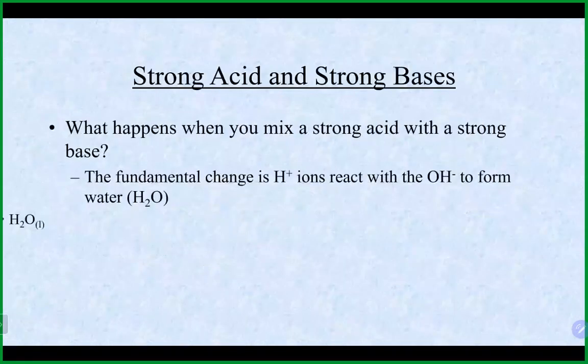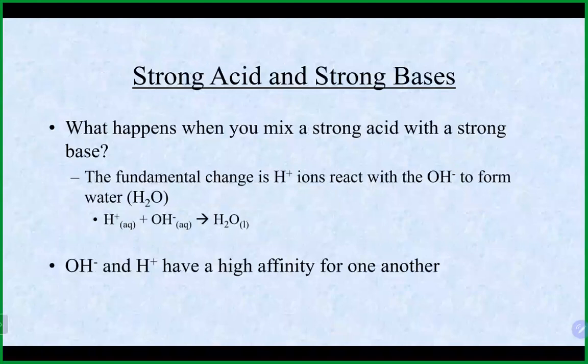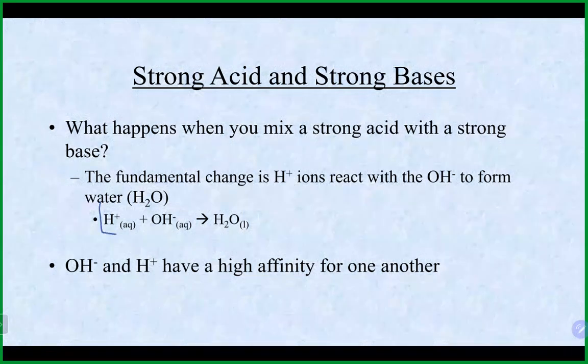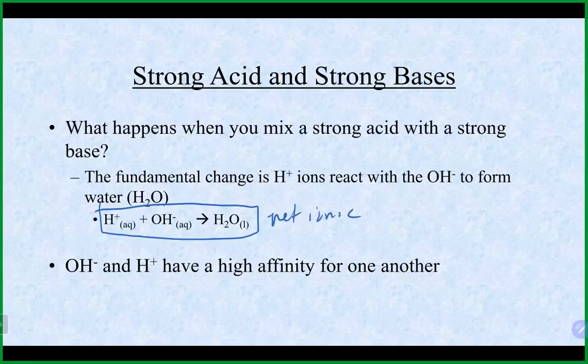So when we react a strong acid and a strong base together, what basically happens is the formation of water. And that's why it's sometimes referred to as an acid-base neutralization reaction. The fundamental change of any reaction of a strong acid and strong base together, this is the net ionic equation you get, is basically the formation of water. It is the H plus from the acid getting together with the OH minus from the base to make water. And H plus and OH minus have a really high affinity for one another.